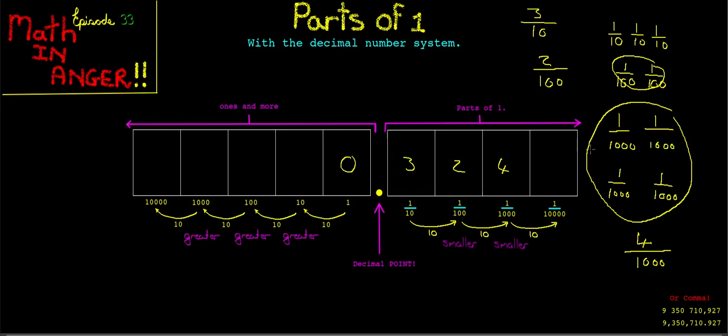And you can go and write that as 324 1000ths. Right? Yeah. On this side, each column becomes 10 times greater. On that side, each column becomes 10 times smaller. Again, this is because we use 10 digits in the decimal number system. Guys, if you don't know what I'm talking about, this was covered in episode 2 and 3. Please go look. Right.